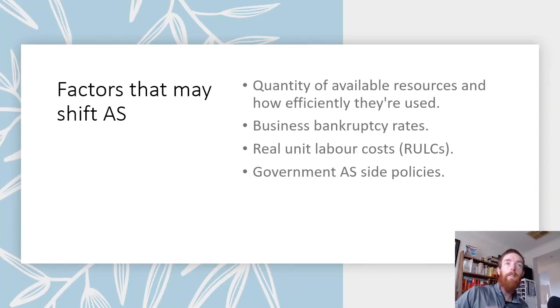Second last thing, some of the factors that may shift aggregate supply, so things like the quantity of available resources and how efficiently they're used, pretty clear there.